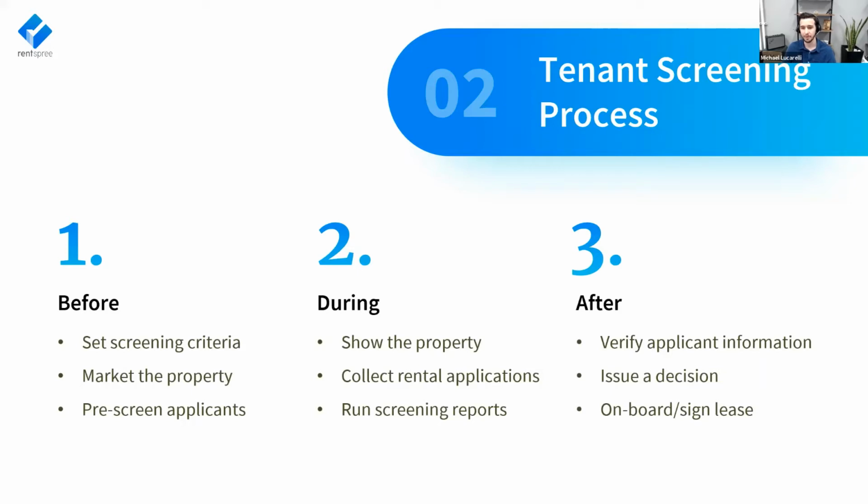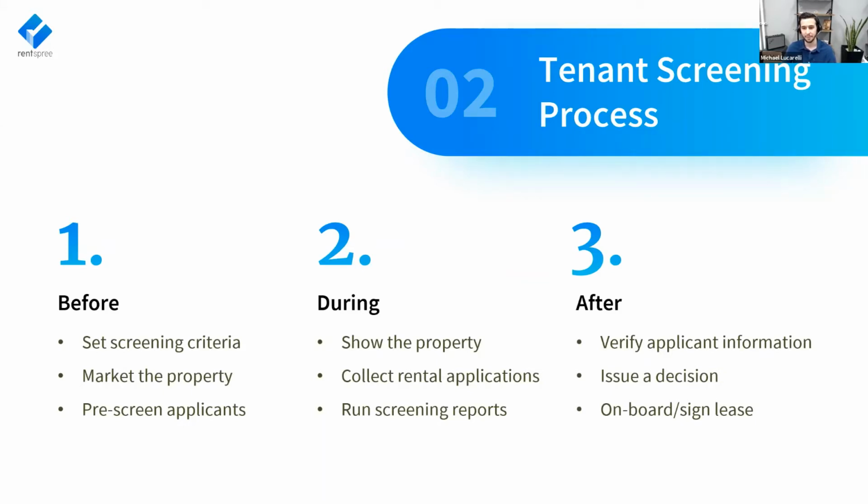Second, marketing the property. We'll touch upon this a little bit, not in too much detail, as it's pretty straightforward, but there are some nuances here because it's not just marketing a listing for sale, it's for rent, so it's a little bit different. And then a really good time saving component is being able to pre-screen applicants.